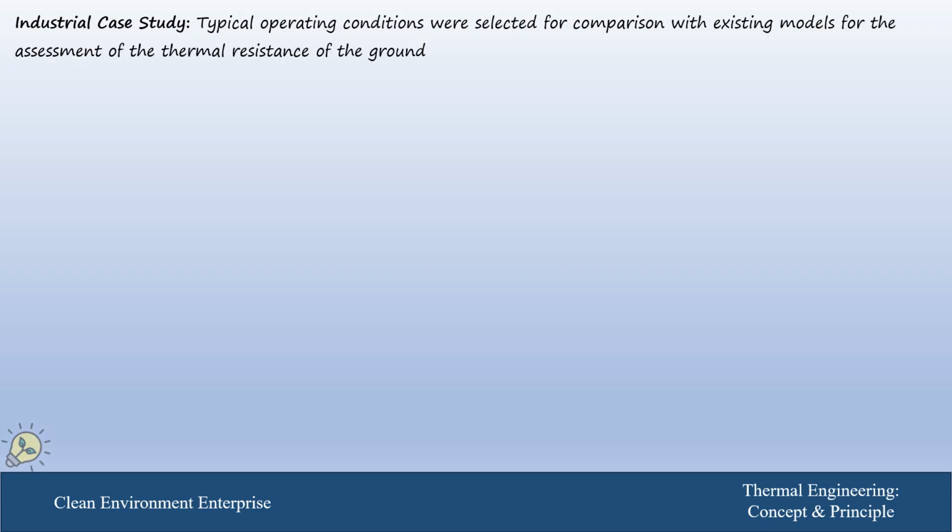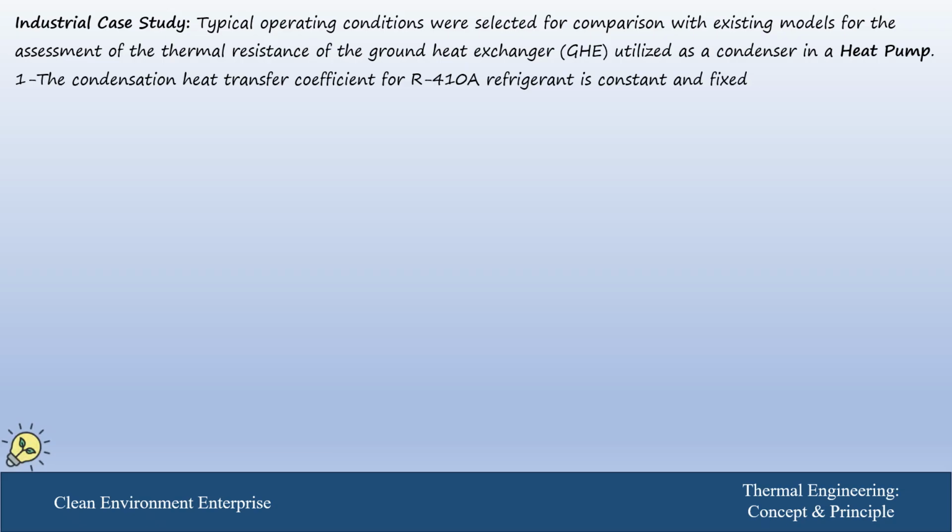We take an industrial case study where a geothermal heat pump is used and it utilizes a direct or DX heat exchanger, which acts as a condenser heat exchanger, geothermal type, and we have Freon R410A refrigerant, which is circulated in this system with a condensation heat transfer coefficient of 3000 watt per meter squared degree centigrade used as a typical value.